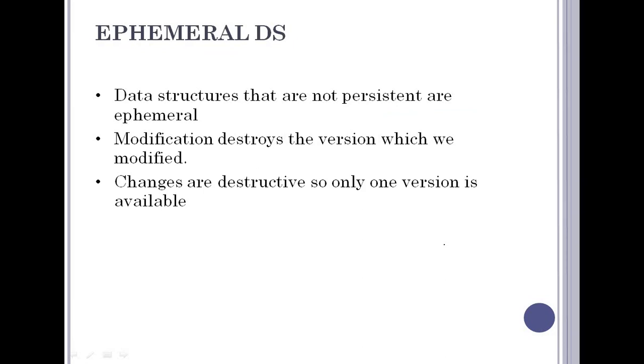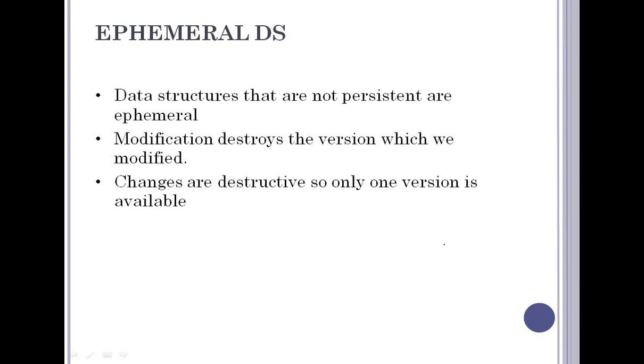The next data structure type is the ephemeral data structure. The data structures which are not persistent are the ephemeral data structures. Modification destroys the version which we have modified. Changes are destructive, so only one version is available. You can take any kind of data structure, maybe an array, maybe your computer RAM.